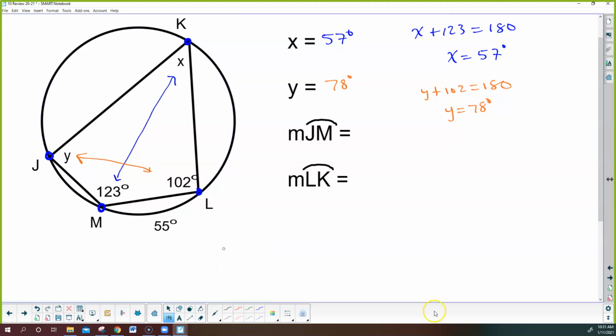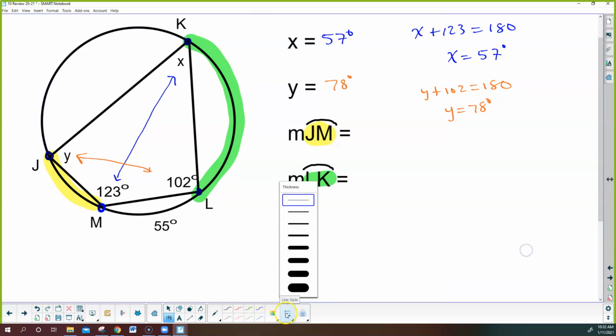Okay. Now, the next thing is we want to find the measure of arc JM. So JM is from here to here. Now, that might not be super easy for us to do yet, but let me show you a couple things that we do know. I might as well highlight this one too. I want to find LK, which is this arc here.